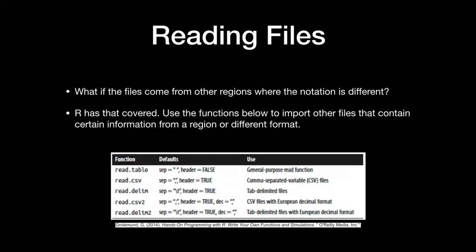So what if the files come from other regions where the notation is different? It's fine, R's got that covered. Use the functions below to import other files that contain certain information from a region or a different format. So we have read.table, read.csv, read.delim, read.csv2, read.delim2. It's taken right from your textbook, Hands-On Programming with R. You can take a look at this table and it will help you determine which of these functions is best suited for the data that you have on hand.